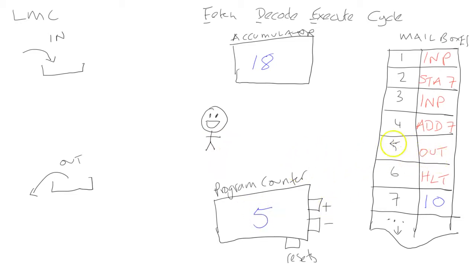5 says out, so he carries out that instruction. He takes 18 and transfers it to the out tray. So 18 goes here, still in the accumulator, but he's made a copy and put it into the out tray, and out goes 18. Having done that job, he increments the program counter, so it says 6, and walks over to position 6. It says halt. He executes that command, which basically says, job is done, you can stop. So now he is happy that he has done his job.